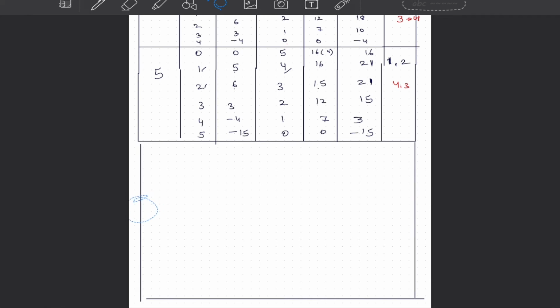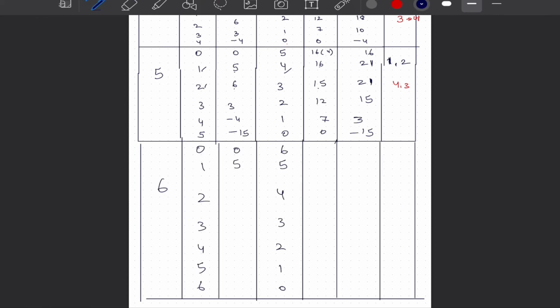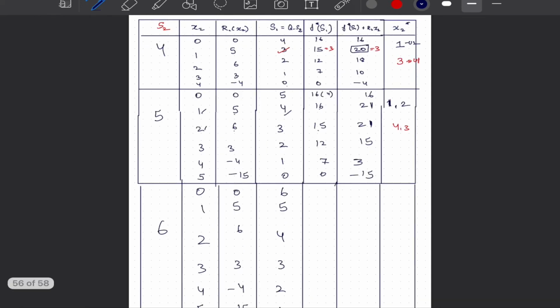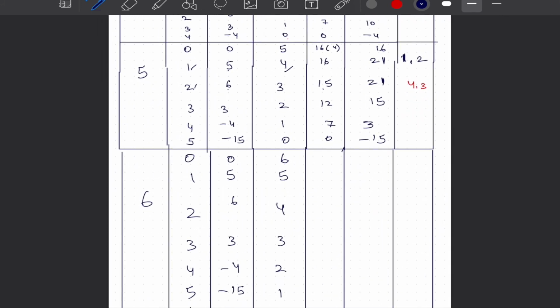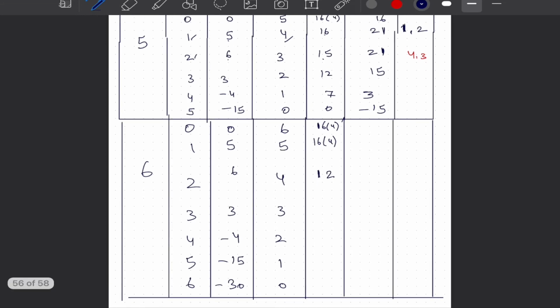Now we are left with one more iteration, so let us look into that. If we have 6 units of water available upstream of user 2, we have the option to allocate 0, 1, 2, 3, 4, 5, 6. That would mean here we can write 6, 5, 4, 3, 2, 1, 0. If we allocate 0, returns would be 0, 5, 6, 3, minus 4, minus 15. And if we allocate 6, we are going to have a return of minus 30.